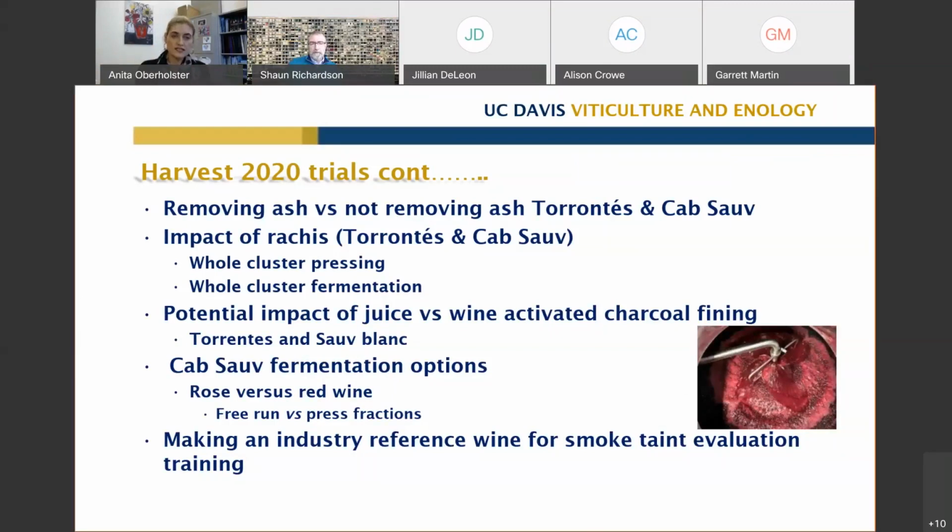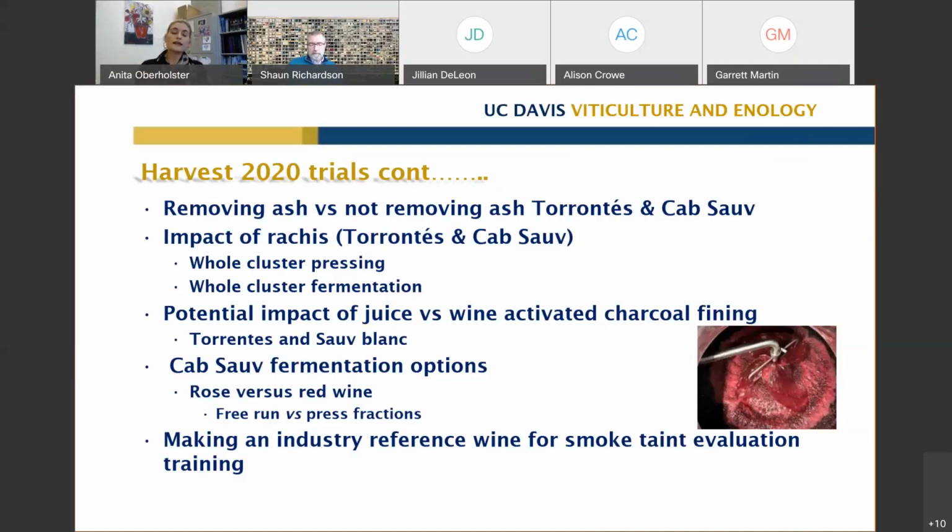The question of rachis, does rachis have an influence? So I did whole cluster suppression for Tarantas, and I did whole cluster fermentations for Cabernet Sauvignon. I looked at activated charcoal fining in juice versus in the wines for Tarantas and Sauvignon Blanc. Cabernet Sauvignon, I once again looked at this matrix effect. Rosé versus a full-bodied red wine, free run versus different press fractions.